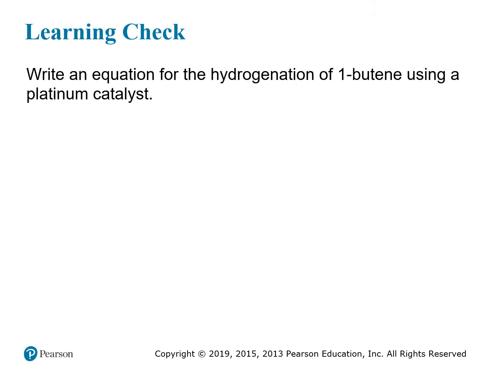Let's take a look at an example of this. This question says to write an equation for the hydrogenation of 1-butene using a platinum catalyst. Let's talk about the hydrogenation of 1-butene first, and I'll come back to the platinum catalyst at the end. So here we first need to begin by drawing the structure of 1-butene, obviously. Remember that but is the prefix for 4 carbons. The ene ending means there's a double bond, and the 1 means that that double bond begins on the first carbon. So we can draw our 1-butene molecule like so.